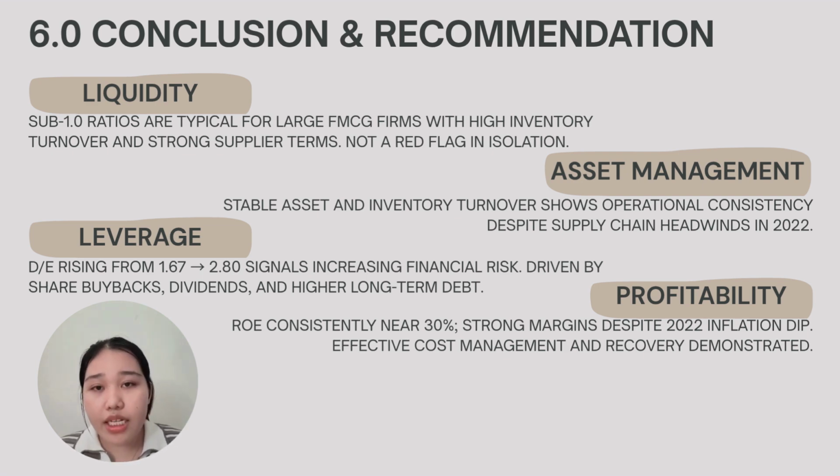Moving on to asset management, Nestle shows stable and consistent performance here. The total asset turnover ratio did not fluctuate much, which tells us the company is efficiently using its assets to generate revenue. There was a dip in inventory turnover in 2022, which was caused by global supply chain disruption and inflationary pressure at the time. But the company managed to recover well in 2023, showing resilience in its operation.